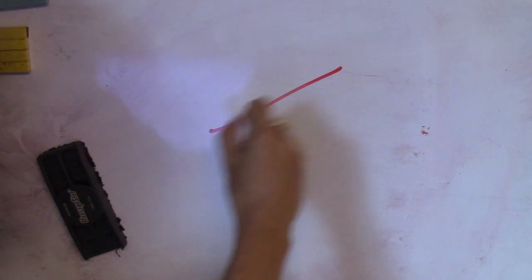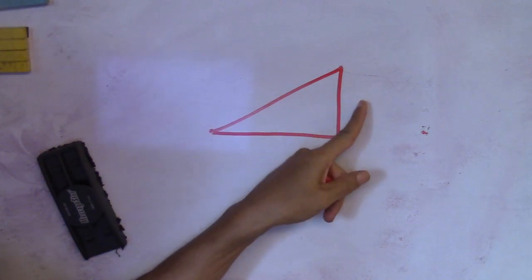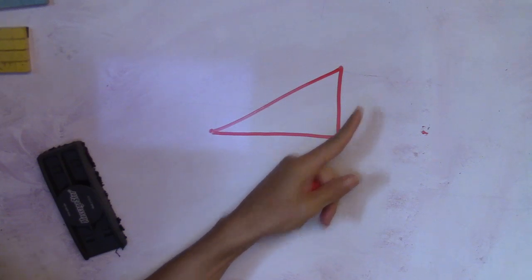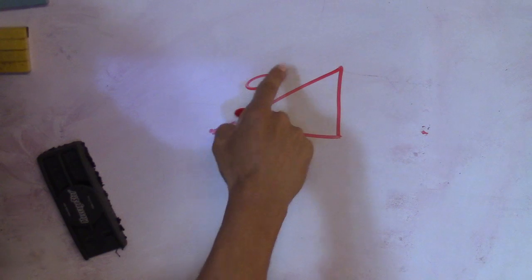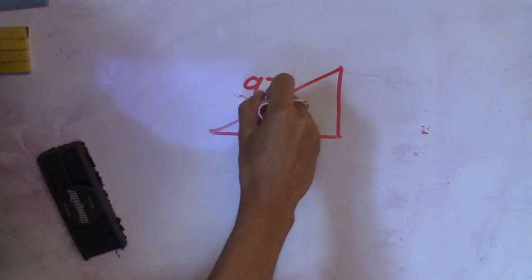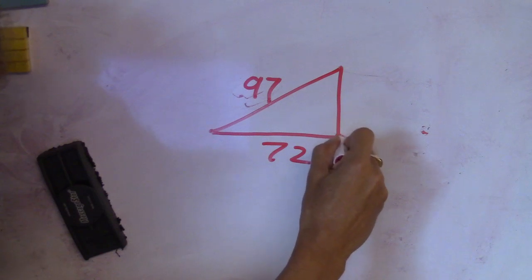I think so. Okay, how about, let's do a monster one. Let's do a really big one. Because you got a calculator, so it shouldn't matter. Now, can you see that as long as you have two sides, you can figure out the other side? Yeah. All right. So I'm going to give you a fun one. We'll make this one 97, and then the long side, we'll make this 72. How far is it from here to there?